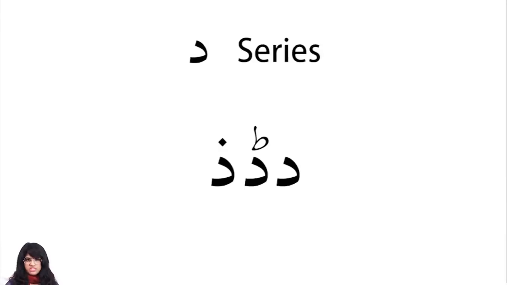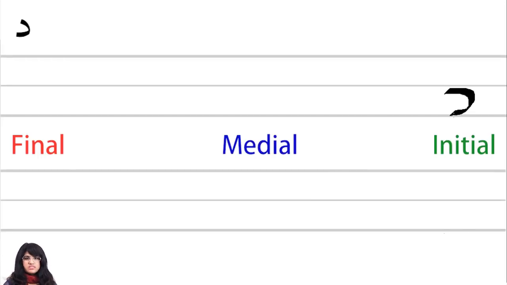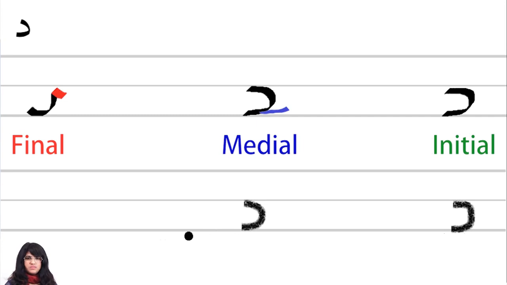Next, we have the Dal series. Dal, Dal, and Zal. For this series, we're going to use Dal. Dal is the same as Alif. It does not connect in its initial position. In the medial and final position, it has a small connecting mark from the right. It does not connect from the left.